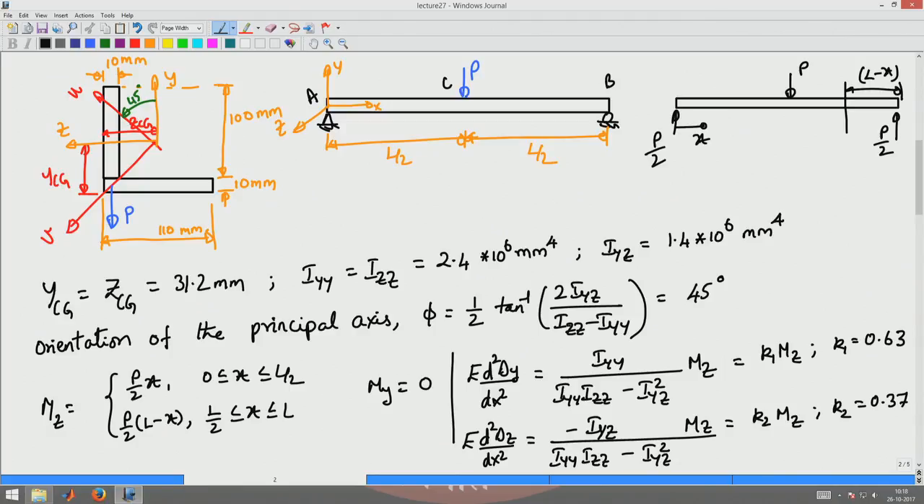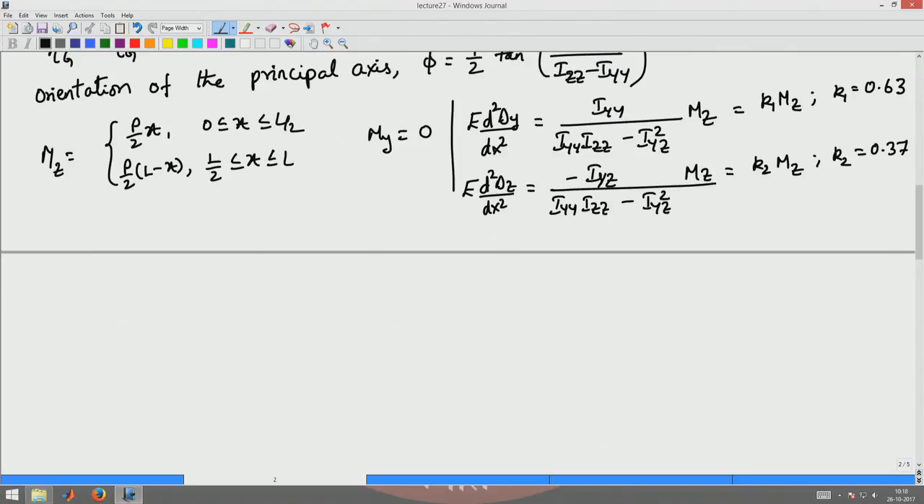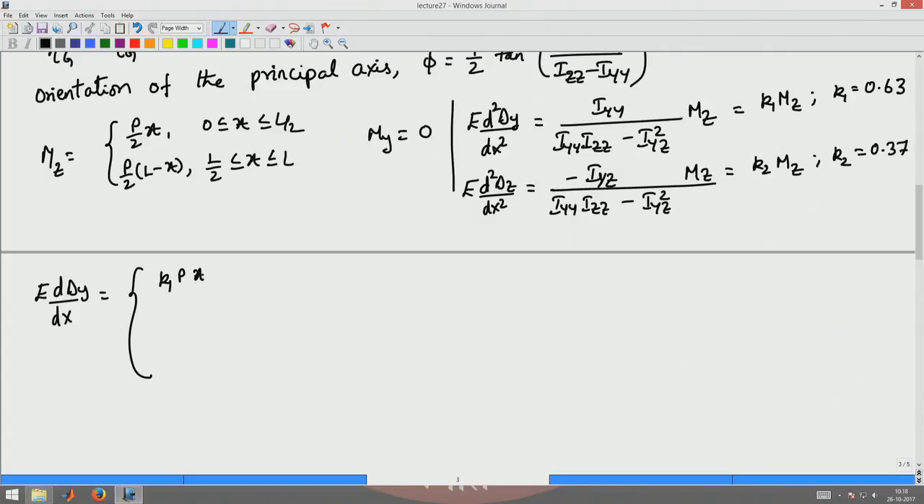Okay, now proceeding further, we got d square delta y and d square delta z by dx square. We want to find the deflection and the stresses. To get the deflection, E d delta y by dx is given by, substituting for Mz into this equation, k1 P x square by 4 plus c1 for 0 less than x less than L by 2, and k1 P L minus x whole square by 4 minus plus c2 for L by 2 less than x less than L.